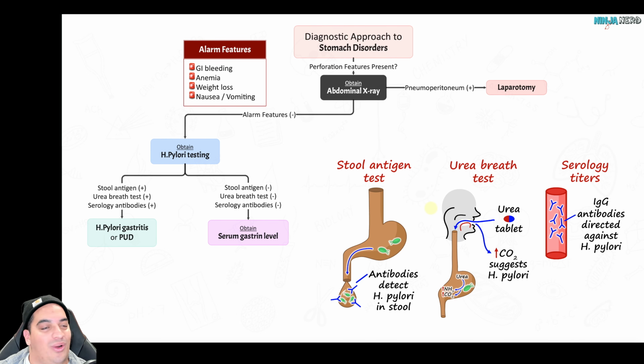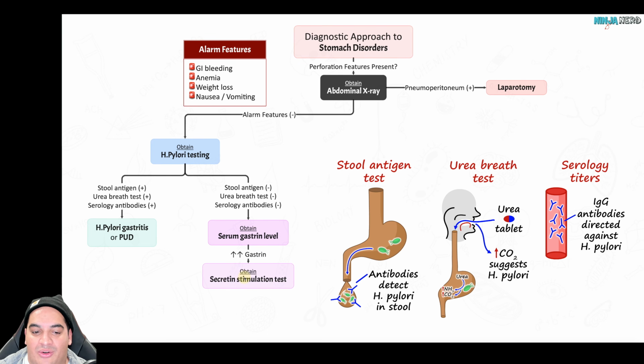What's the other one that I really don't want to miss? Zollinger-Ellison syndrome. So then what I'll do is I'll obtain a serum gastrin level, because in these patients, it's going to be exceedingly high. And if it is really high, then I got to do one more test. I'm going to give them secretin. Now, secretin is supposed to help to play a role in kind of suppressing the gastrin levels.